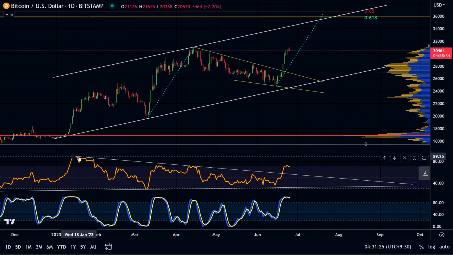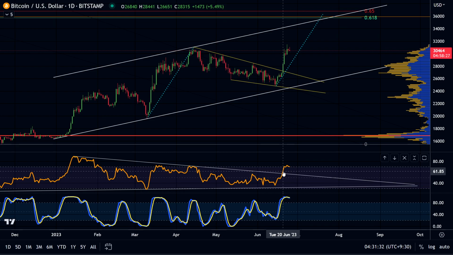We were also watching this trend line on the RSI, just connecting the highs, and we can see we closed above that also. And this was at the same time as we closed above this falling wedge pattern.